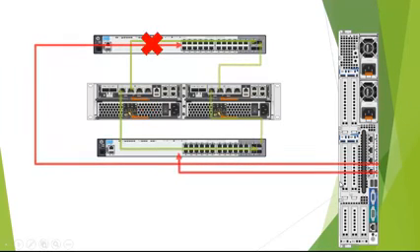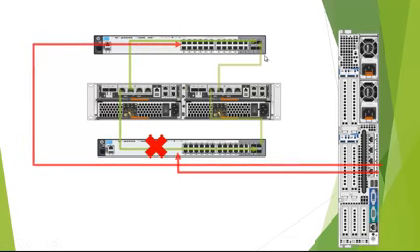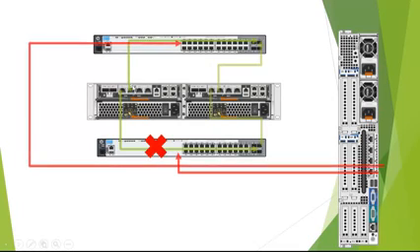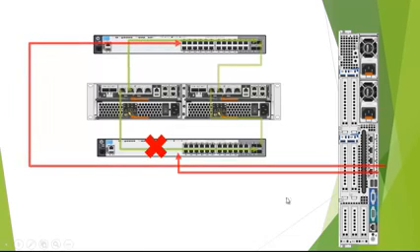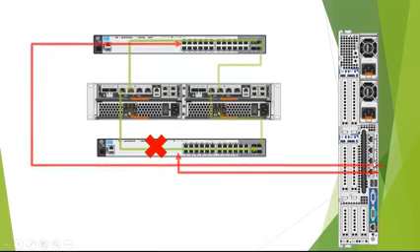Now, what happens if one of these switches fails? Well, that's fine because each controller has a path to each switch, and each switch has a path to the host. So now we're operating on a reduced system because this path is no longer valid, but the host can still get to the SAN. Likewise, if this switch fails, the same thing. The SAN can talk to the switch, and then the switch still has at least one path back to the host.